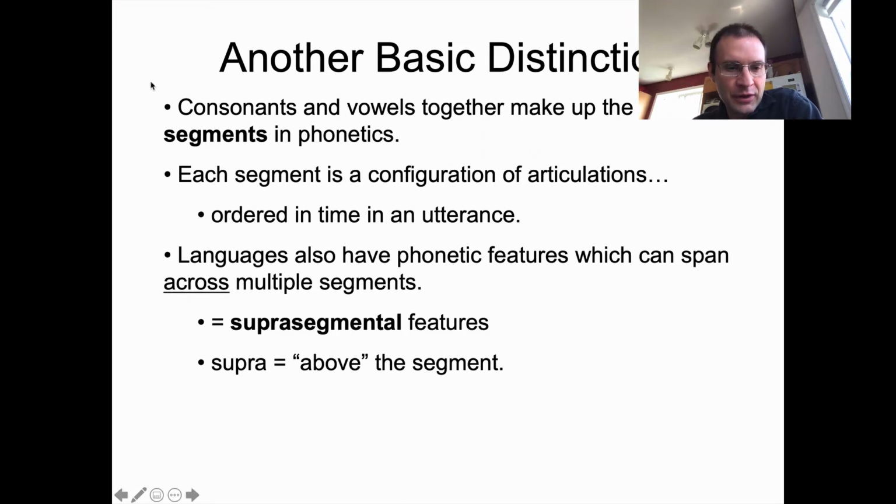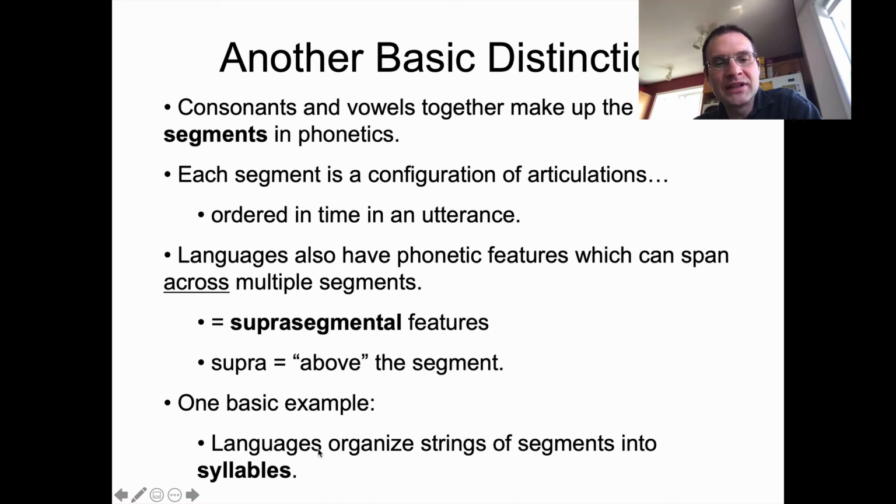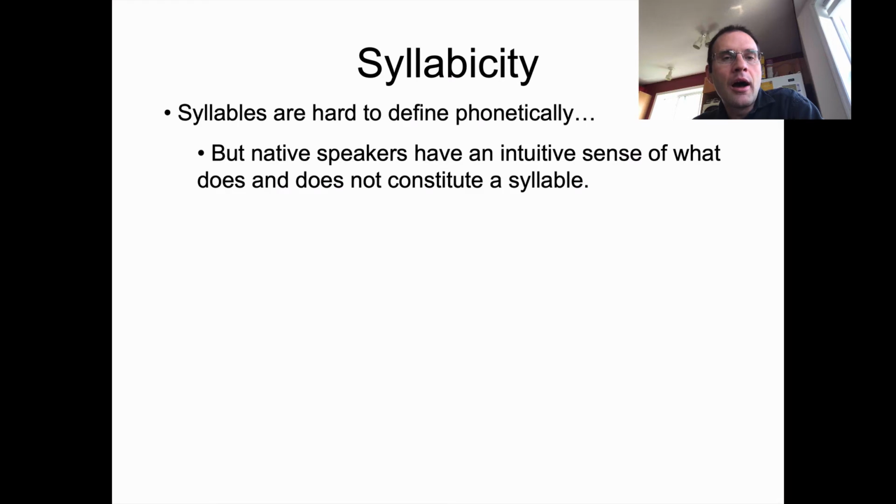And it'll become pretty clear what I'm talking about here in a second, but one basic example is that languages organize strings of segments into syllables, which I'm presuming is a concept you've come across before, but I'll just walk you through the basics of it because knowing what's in a syllable will help us understand how to transcribe the segmental level of speech a little bit better. So syllables are tricky. I think we probably all have an intuition about what a syllable is or is not, but it's a little tricky to know exactly where syllables begin and end.